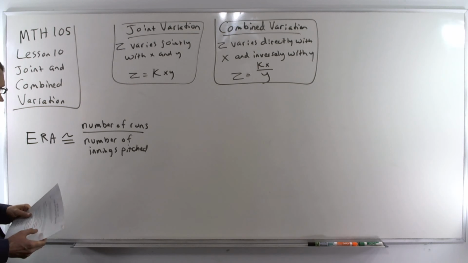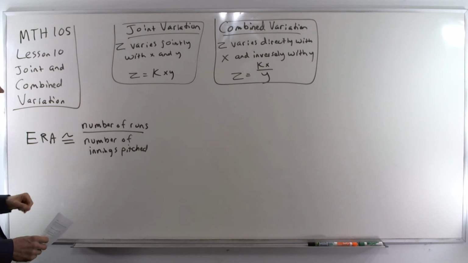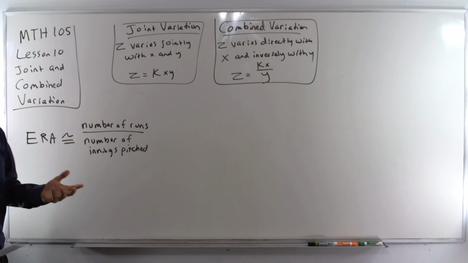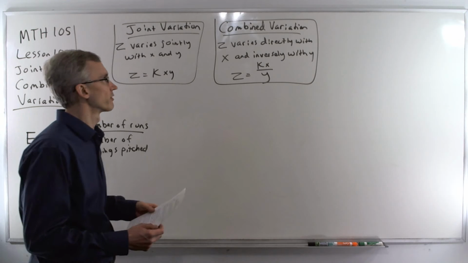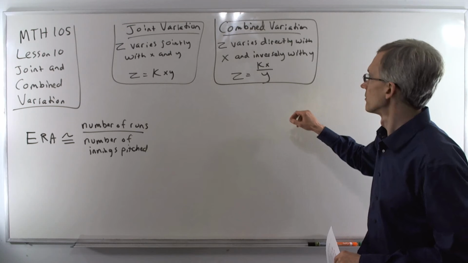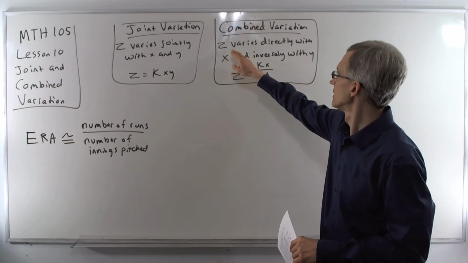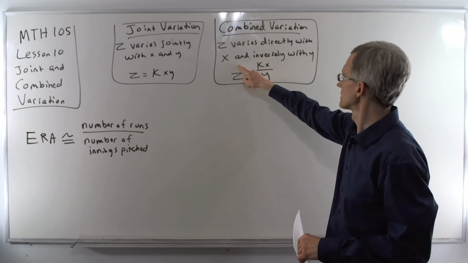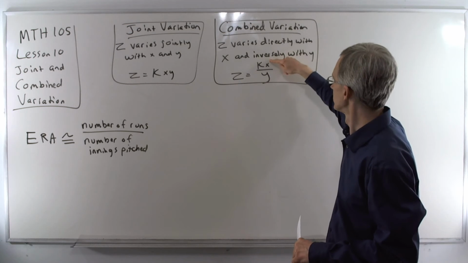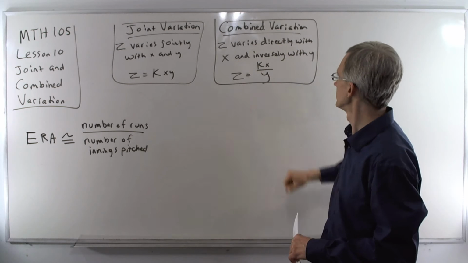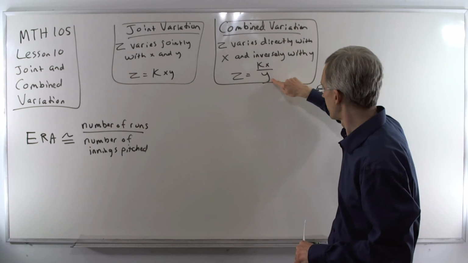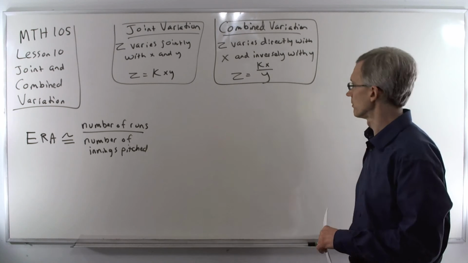And this is an example of something that's calculated using both of these, and we've got one of each kind. And there's a word for that, and it's called combined variation. So Z is the ERA in this case. So Z varies directly with X. So Z equals KX, X is in the top of the fraction because that's direct variation. And it also varies inversely with Y. So Y goes in the bottom of the fraction because that one varies inversely with the Y.